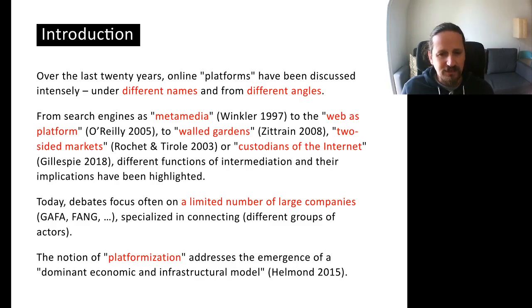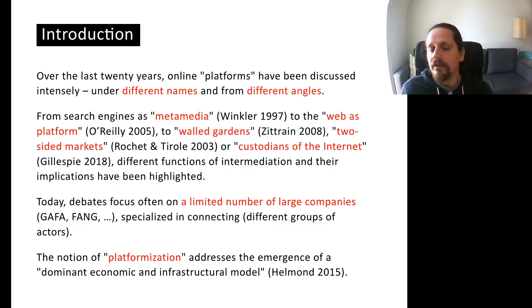More recently, Tarleton Gillespie has called the big social media platforms custodians of the internet, and it's an interesting shift because he thematizes this slow transformation, the demand put forward to large online platforms to not just host and facilitate exchange and communication, but also introduce things like content moderation, protection and so forth, becoming custodian. So we're seeing that while this term platform has been around for a while, there are indeed a number of shifts that have been happening.